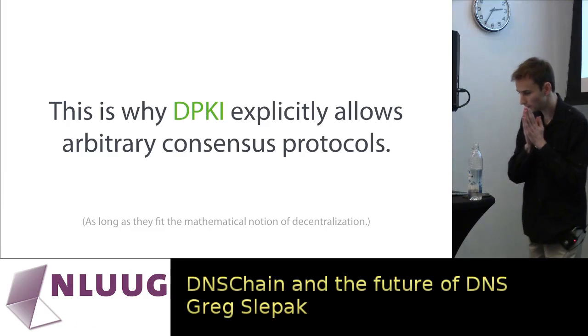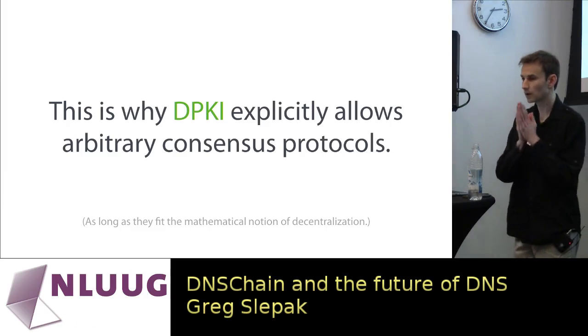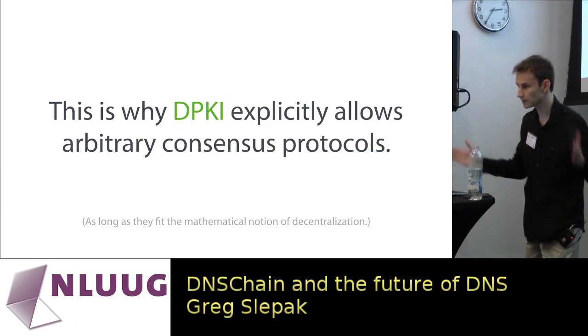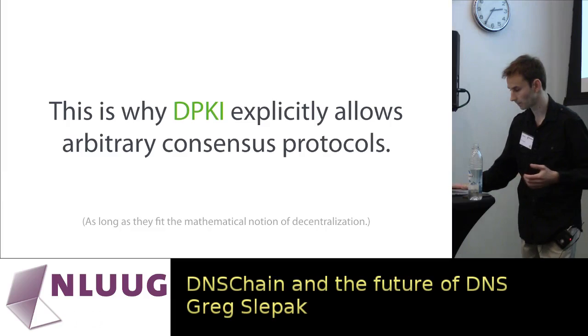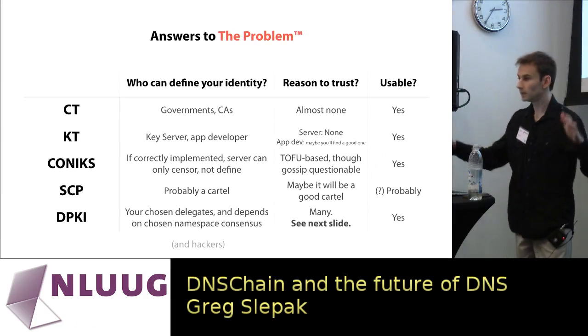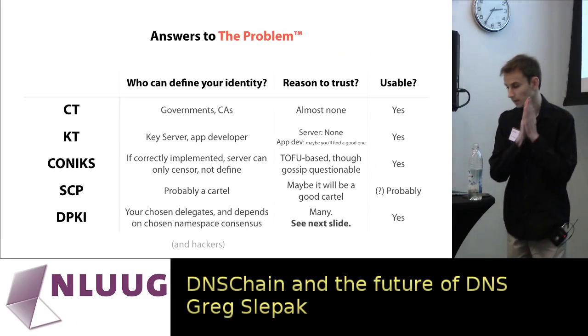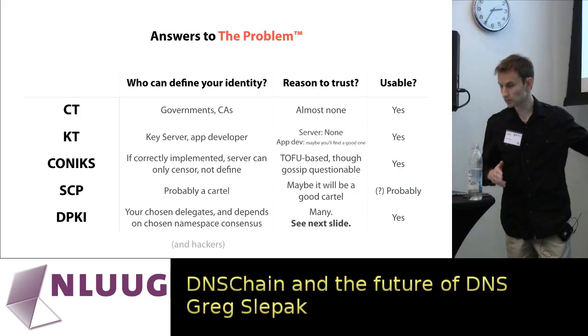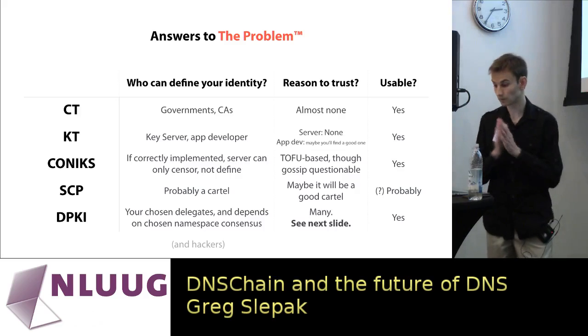So this is why DPKI explicitly allows arbitrary consensus protocols. It has to. It has no choice in the matter. So even if you want to make your own DPKI thing, you still have to do this. So let's look at the answers to the new solutions to the problem.